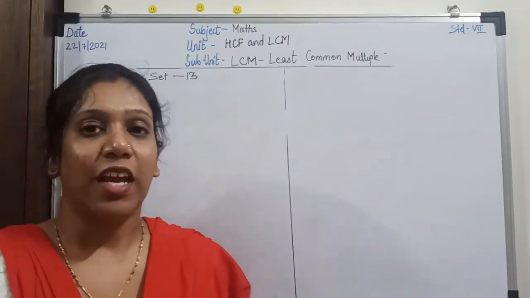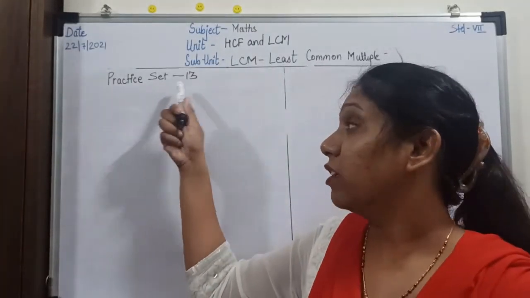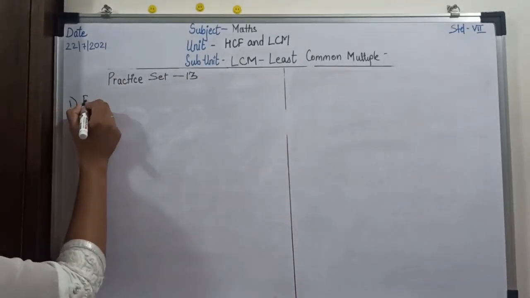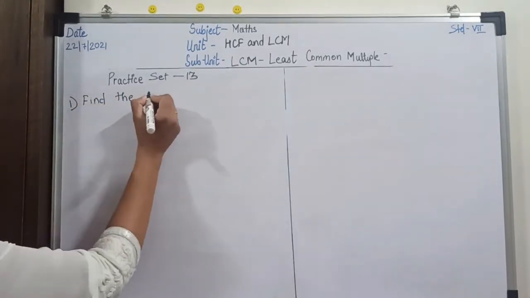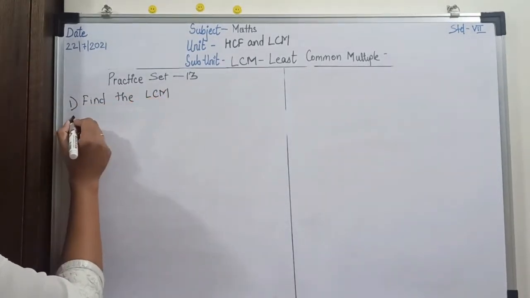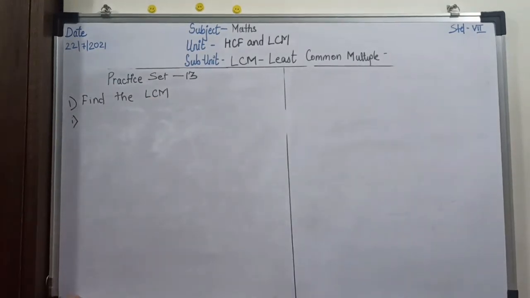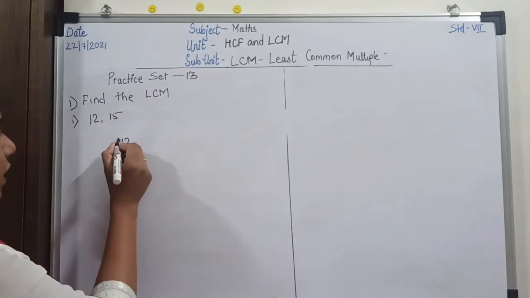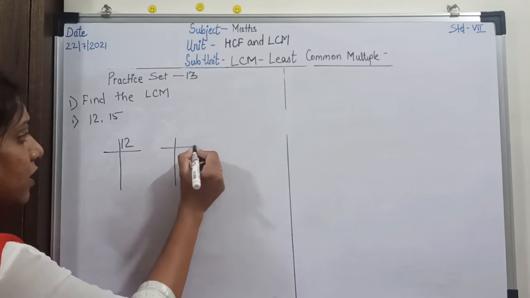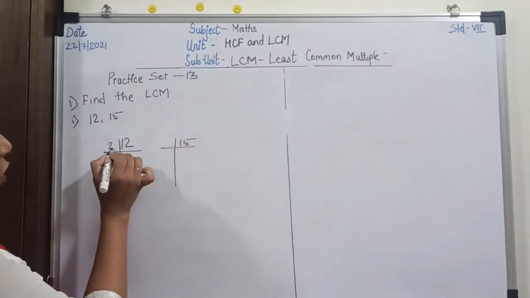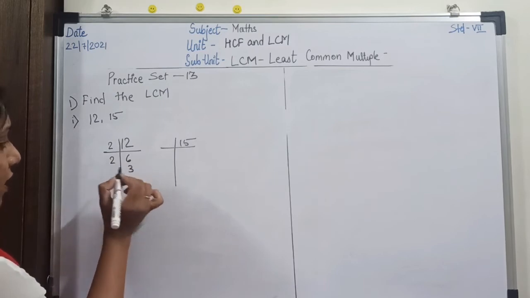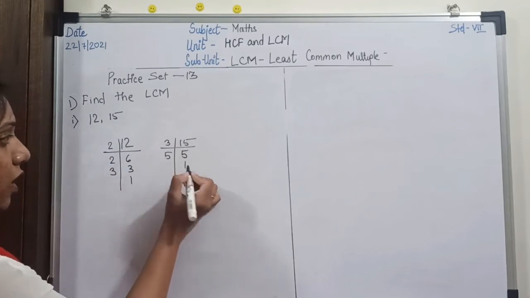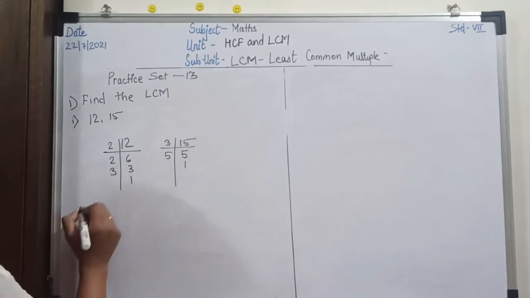Hello children. Now we are going to solve the practice set 13. Okay. Now the first question is, find the LCM. In that, the first is 12 and 15. So let us find the LCM of 12 and 15. 2 6s are 12, 2 3s are 6, 3 1s are 3. Then 3 5s are 15, 5 1s are 5. Very simple, correct?